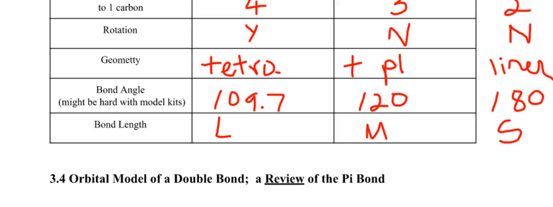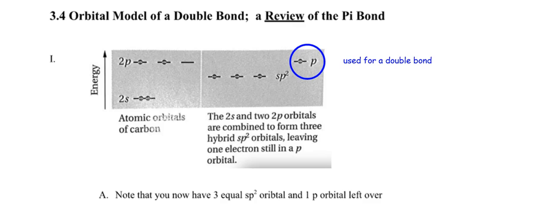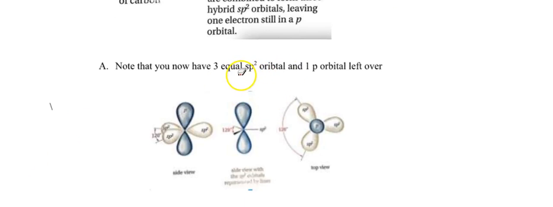Okay. So let's continue on in 3.4 and let's review the pi bond. So we've already talked about this before when we did our intro. And when we had a double bond, if you recall, the hybridization was actually sp2. And that is what, in a sense, those orbitals overlap to make the first sigma bond. And notice we have a leftover p orbital. It's not part of the orbitals that were hybridized, okay? So it says the 2s and 2p orbitals are combined to form 3 hybrid sp2 orbitals, leaving, this is important, 1 electron still in the p orbital, all right? So it says, note, you now have 3 equal sp2 orbitals and 1 p orbital left over, okay? And that's what this is. This is that leftover p orbital.